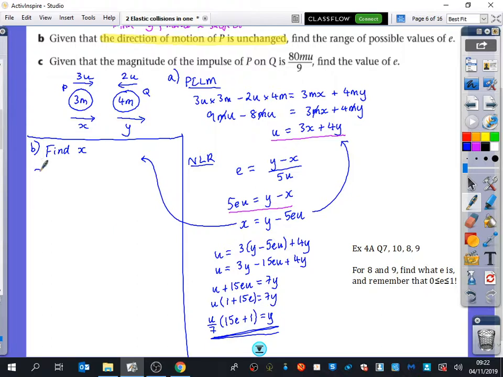So I'm going to say x equals y. Well, we now know that y is this thing. So x equals y, which is u over 7 (15e plus 1), minus 5eu.